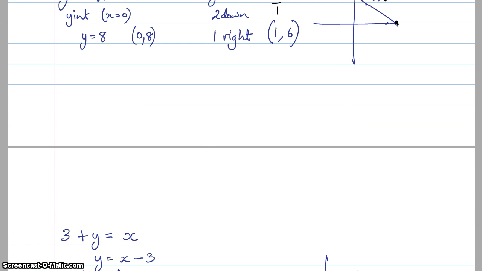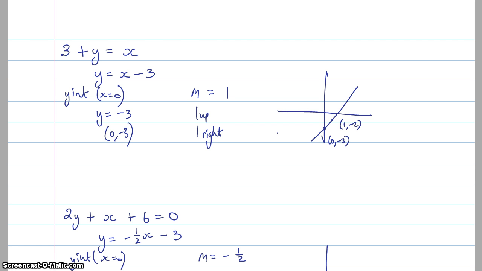Okay, let's have a look at another question. Here I've got 3 plus y equals x. I have to turn that into y equals mx plus c, remember? So subtracting 3 from both sides, that turns into y equals x minus 3. I know that my y-intercept is negative 3, and my gradient, well, there's nothing in front of the x, so that means my gradient is 1, or 1 over 1 if you like to put it that way. So it goes 1 up and 1 across. From 0, negative 3, 1 up and 1 across will get me to 1, negative 2. I've got two points now, so I draw the straight line between the two, and I'm very happy.